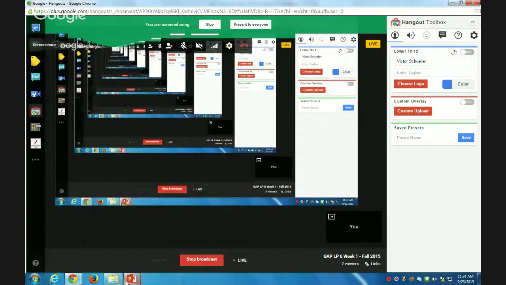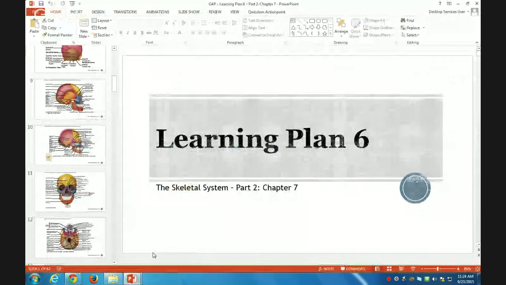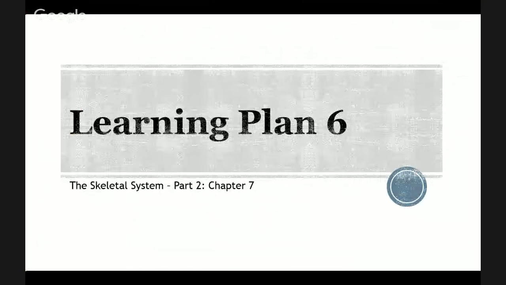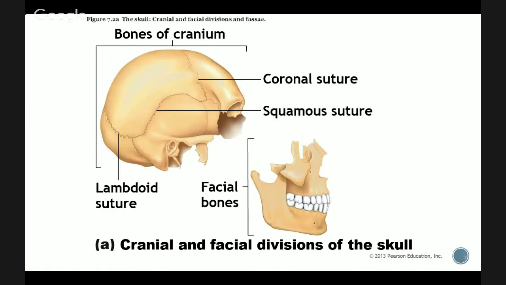Okay, I'm going to switch over now. We're going to move over to the next chapter, which is chapter 7 of Learning Plan 6. We're going to look at the bones that make up the axial skeleton. Spend a few minutes going through the bones of the skull, and then we'll take some time for closure and review, and then we'll go from there.